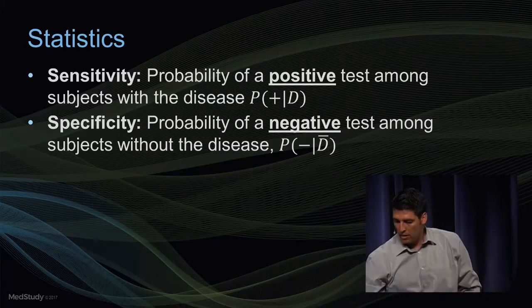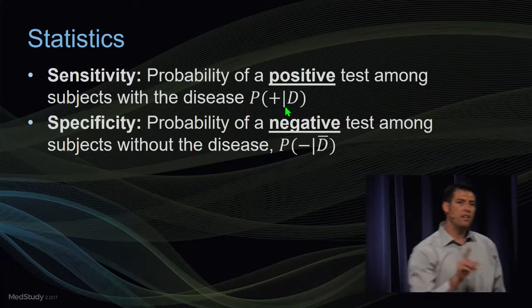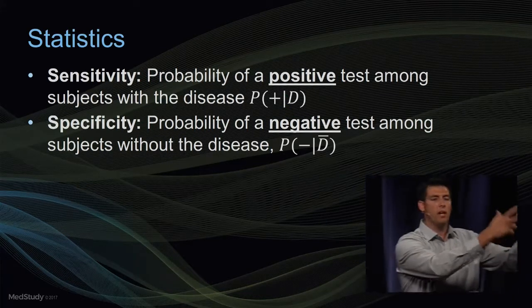So in statistical language, I might say the probability of a positive test given the disease. So this little vertical line is a condition. And that condition is important. I know these people have the disease.